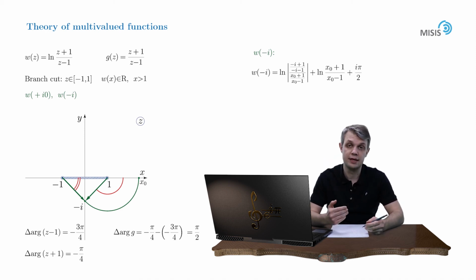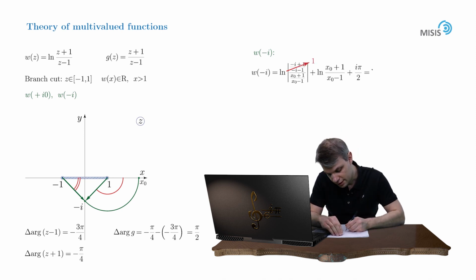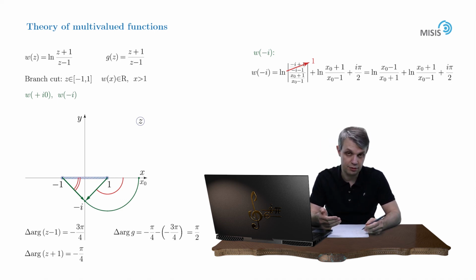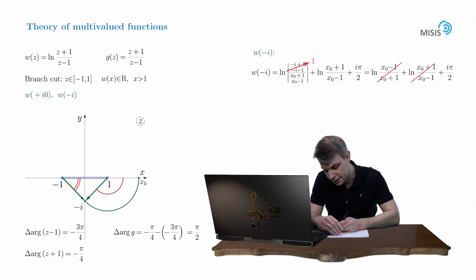And now again we can easily simplify the modulus sign under the first logarithm. We see that the modulus of the complex number in the numerator is simply 1. So the whole thing is simplified as (x0 minus 1) divided by (x0 plus 1) without modulus sign, as before, plus the next logarithm, and plus i pi by 2. And again our x0 dependent logarithms cancel out, and we are left with our final answer, i pi by 2.